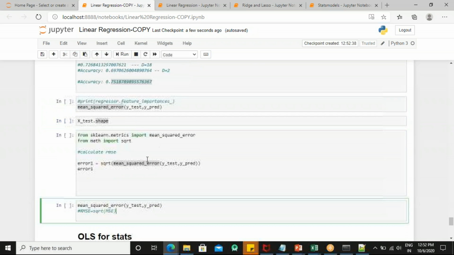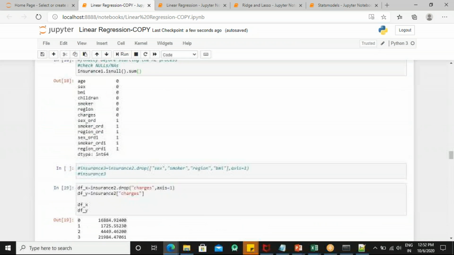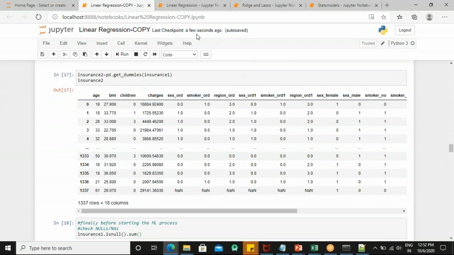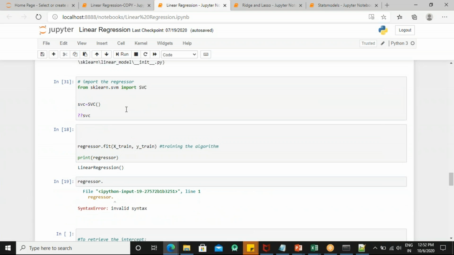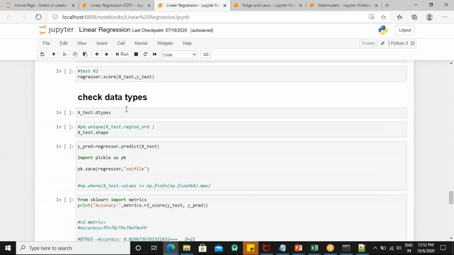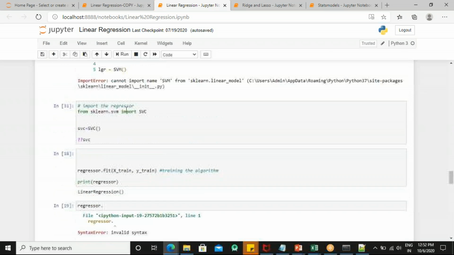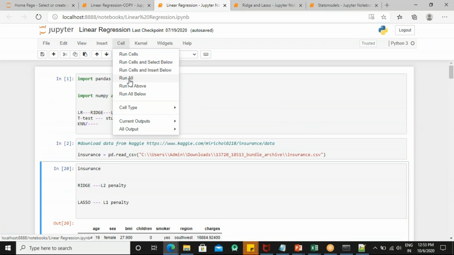ओके, तो दैट्स फाइन। लेट मी जस्ट चेक समथिंग। ओके, one second guys.